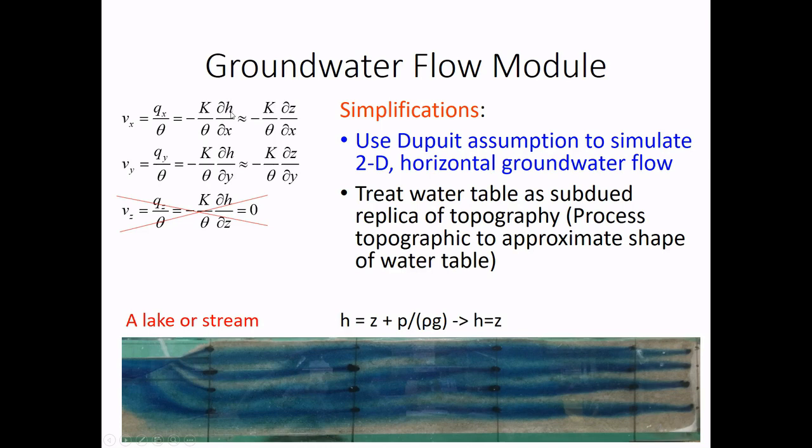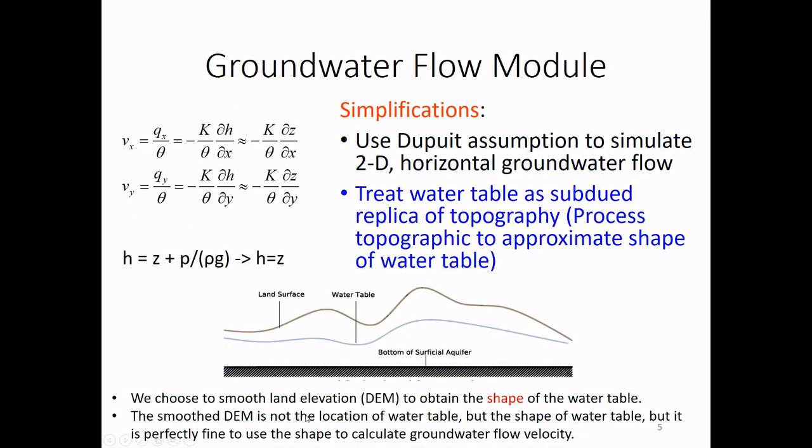As I mentioned before, normally we solve a groundwater flow model, but now we're going to use another simplification, which is also widely used in hydrogeology. That means the water table is a subdued replica of topography. So this is the second assumption. We say the water table is right here, and the land surface is here, so topography. This assumption says the water table is a subdued replica of topography. That means they're similar, although not the same.